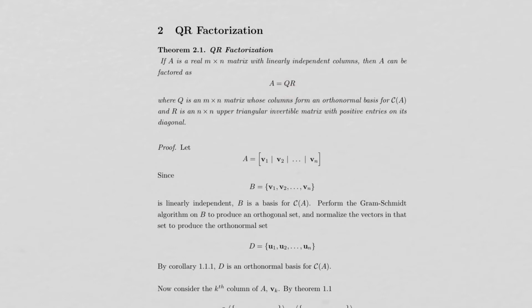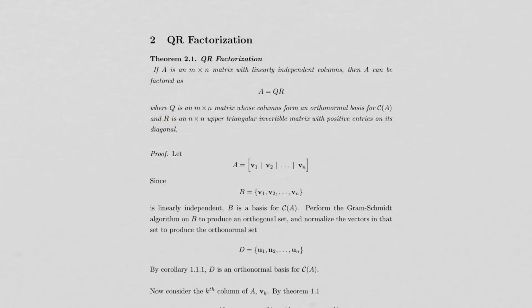And R has some very specific characteristics. It's invertible, it's upper triangular, and the entries on its diagonal are all positive. Especially because R has such specific characteristics, the proof will be a little bit involved since we need to show all of these things. All right, we'll start the proof by writing A like this.